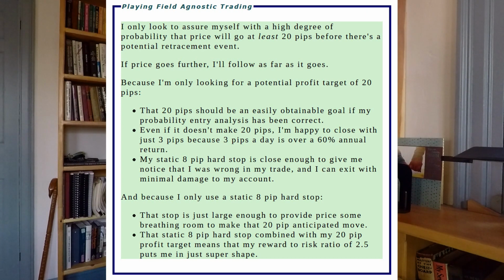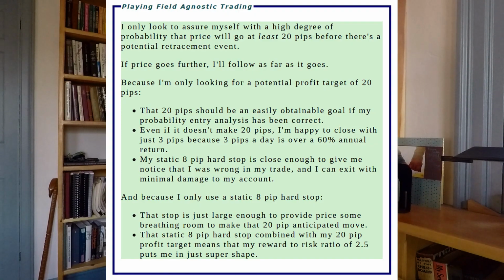So here are my principles. I only look to assure myself with a high degree of probability that price will go at least 20 pips before there's a potential retracement event. And I don't care whether I'm trading on a 15-minute time frame or on a weekly time frame. It's 20 pips. If the price goes further, I'll follow it as far as it goes. And that's why you have a higher time frame bias to look at, so that you can say, oh, well, there's structure at 20 pips, but there's also structure at 30 pips, at 60 pips. And so you know where your next expectation of probabilistic chance is, if the price does run for you. Because if price goes further, I'll follow as far as it goes.